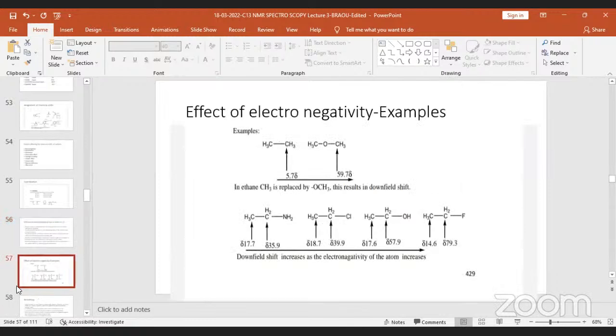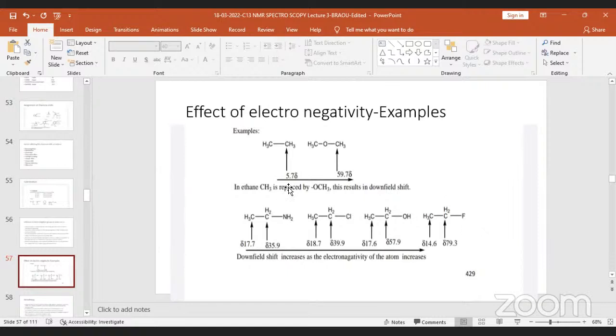See some representative examples here I am showing you. See ethane, 5.7, and methyl ether, here oxygen is attached. See so much shift. Roughly 54-55 ppm downfield shift. See here also ethylamine, ethyl chloride, ethanol, and ethyl fluoride. You just compare the values. Downfield shift increases as the electronegativity of the atom or group increases. Here you see 35.9. Chlorine is more electronegative, therefore 39.9 shift. And the hydroxy group, oxygen is even more electronegative than chlorine, therefore 57.9.